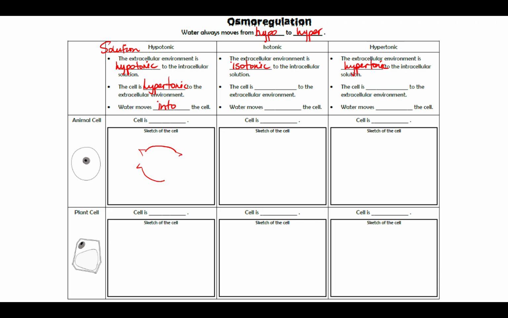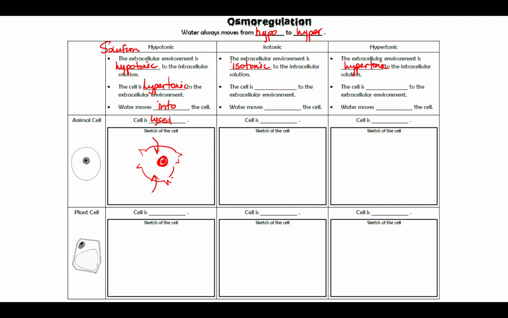And here is my attempt at drawing a burst cell. Also note that we had water rushing into the cell, which is why it is going to be like this. And so that is our lysed cell. The cell is going to be lysed.